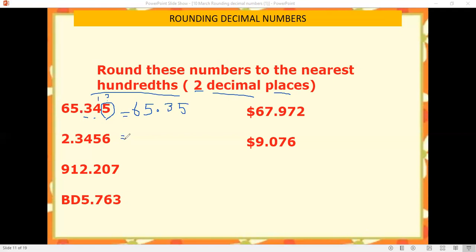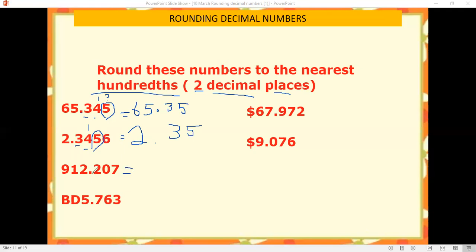Okay, now you can check your answers. So let's count the decimal places. So 1 and 2 and circle. So 5 or more, therefore we add 1 more there. So 2.355. Next one. Did you do it correctly?